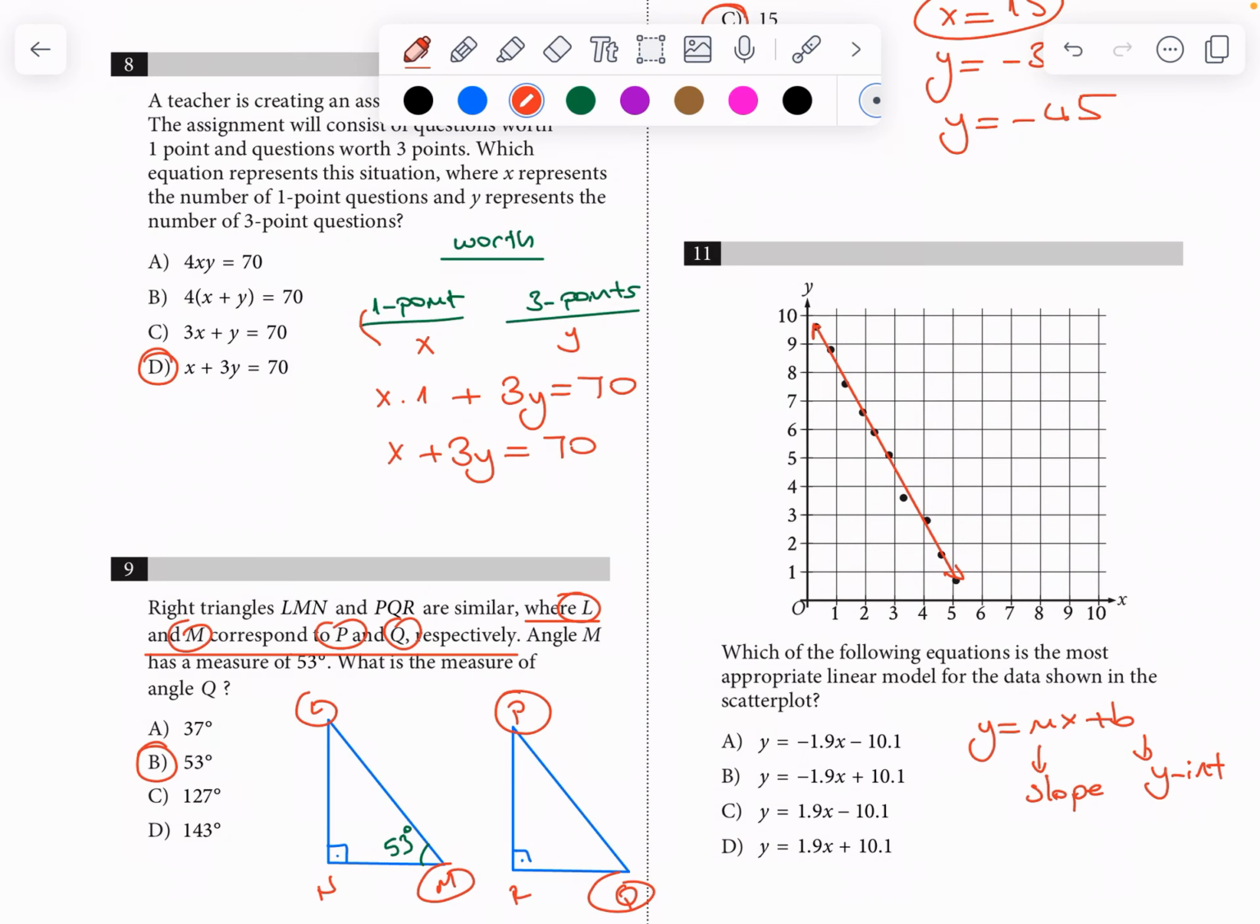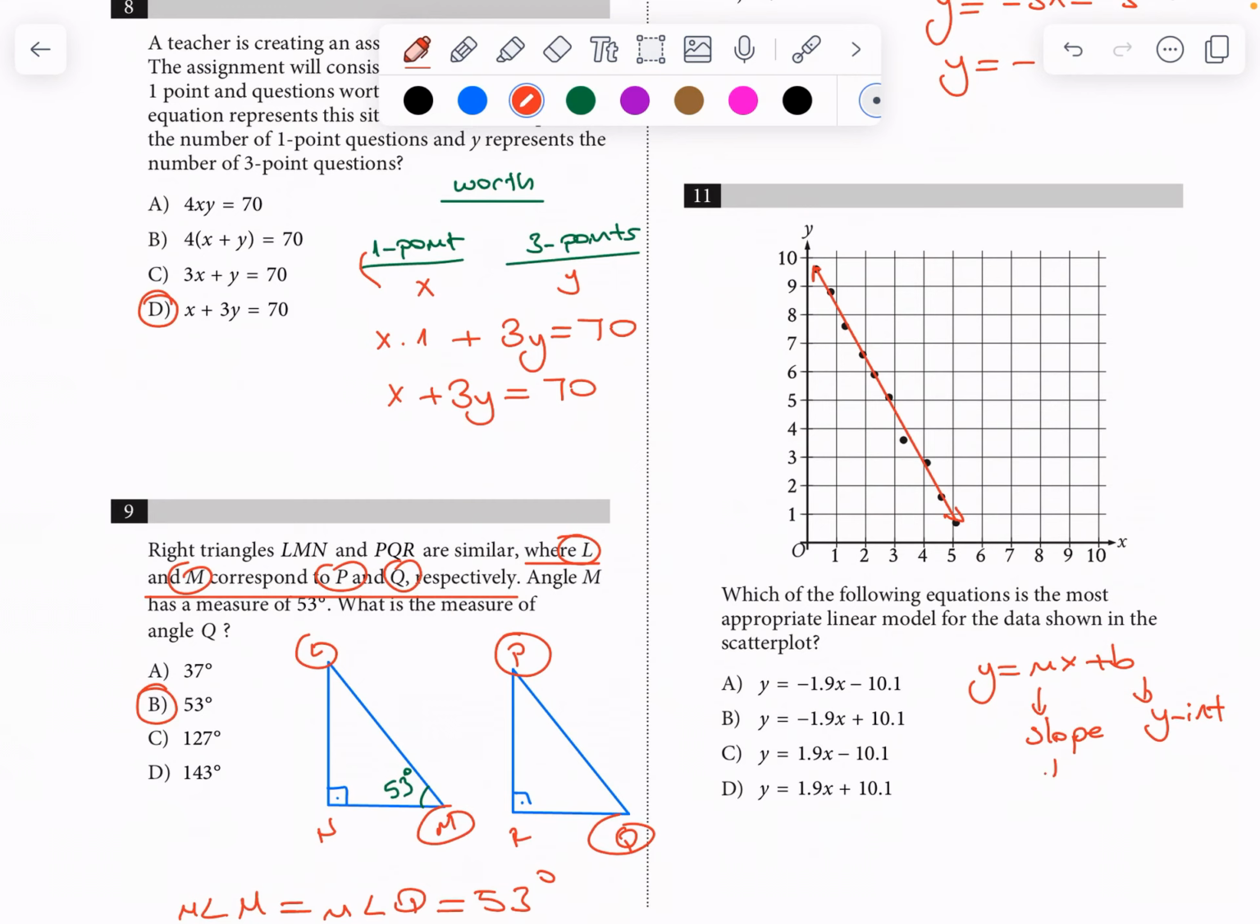So as you see, guys, this line falls down from left to right. So the slope is going to be a negative number. It's because this line falls down from left to right. Okay, so then what else can we say? We can eliminate C and D because the slopes are positive there, 1.9 in both. So it'll be either A or B.